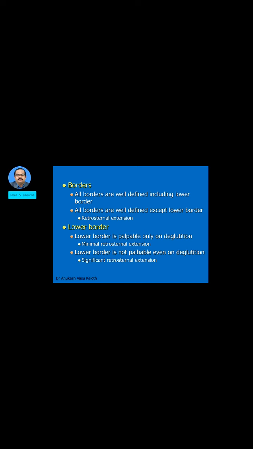So here you have two options. Mild retrosternal extension means that when you swallow and the gland goes up, you get the lower border. Significant means that even though you swallow and it goes up, still the lower border is not palpable. So if you say all borders are well defined except the lower border, the next thing would be to say lower border is palpable only on deglutition, or you can say lower border is not palpable even on deglutition.